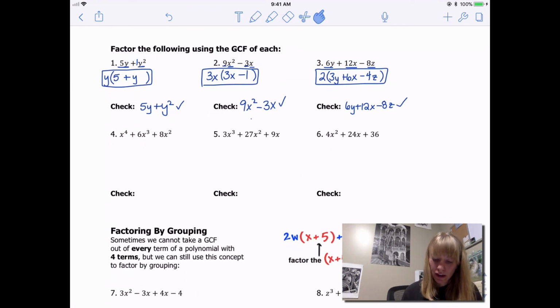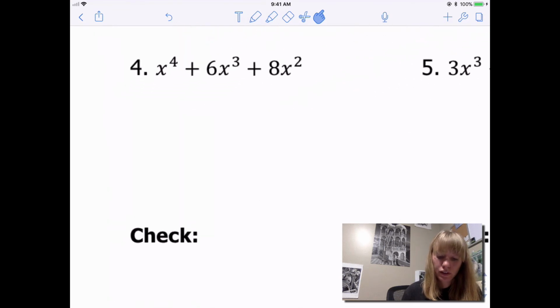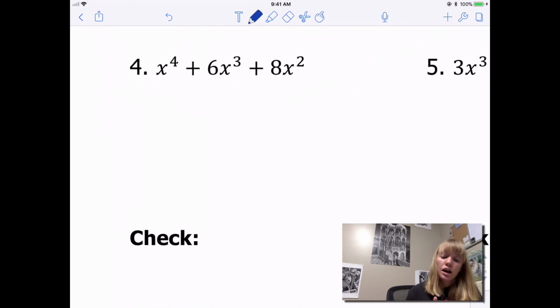Let's try one more together and then I'll have you do the last 2. X to the 4th, plus x to the 3rd, plus x squared. Here I have a 1 out in front of my first term, so it looks like the number of my GCF is just going to be a 1. And then as far as how many x's are in common, they each have at least 2. So it's going to be a 1x squared. And we know that 1 times anything is just that thing, so I don't really need the 1.